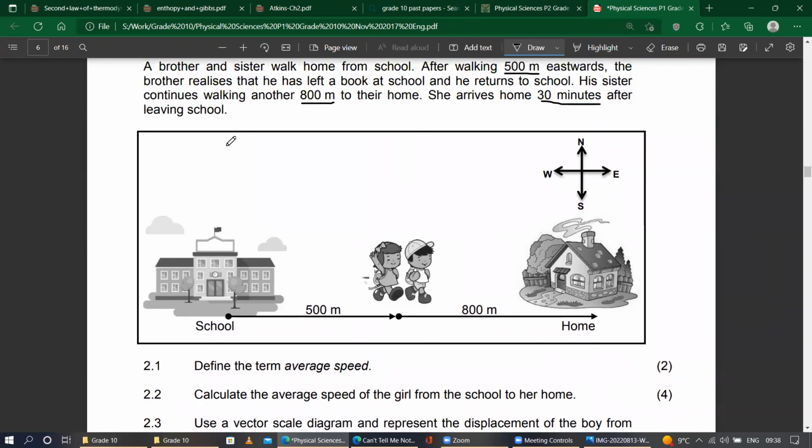So the average speed, that's basically the average velocity. So that's going to be the change in distance divided by the change in time, right? So the first thing you need to do is label everything out. So we know that our change in distance is going to be 500 meters plus 800 meters, right?